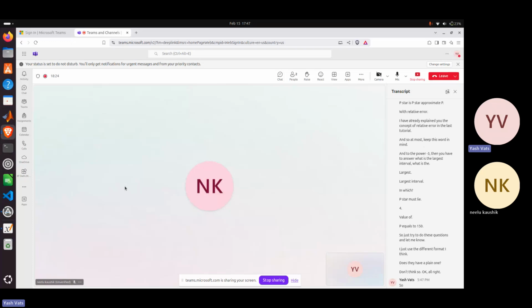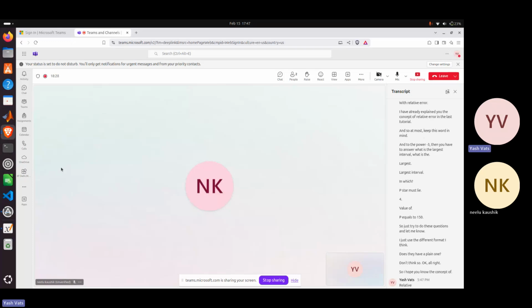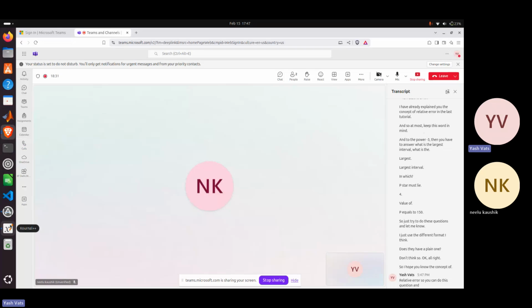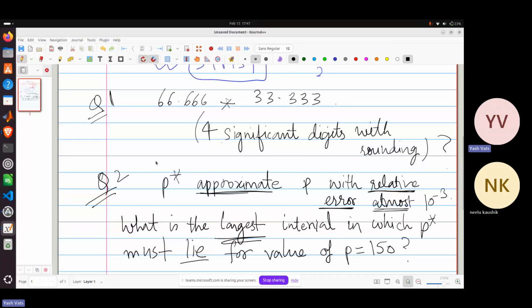So I hope you know the concept of relative error. You can do this question and just try that, and the earlier one as well. We will discuss in a few minutes, 5 to 7 minutes. Just try these two questions.